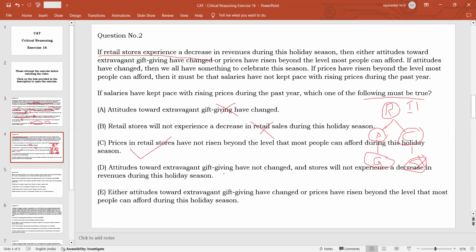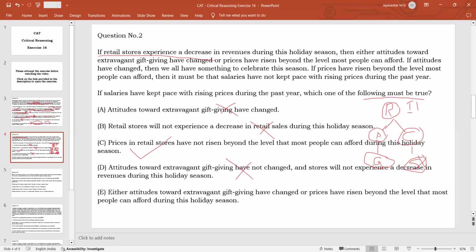Option D, attitudes towards extravagant gift giving have not changed, and stores will not experience a decrease in revenue. It says that attitude has not changed and stores will definitely have revenue. Can we say that? No, these are two different conditions. Just because this condition is not true, we cannot say that this condition will not be true.